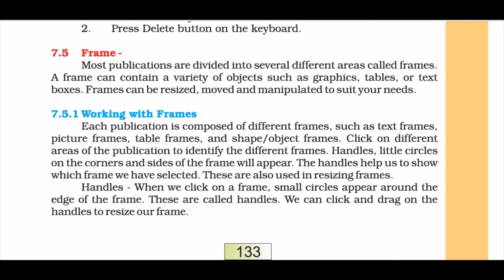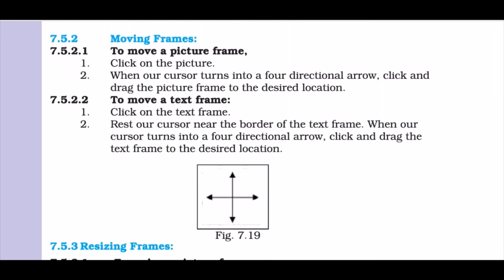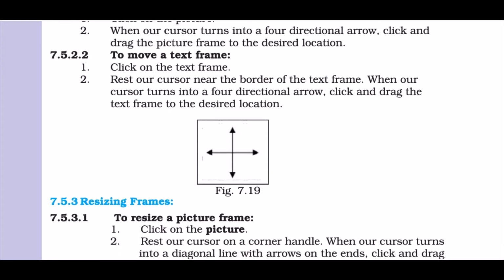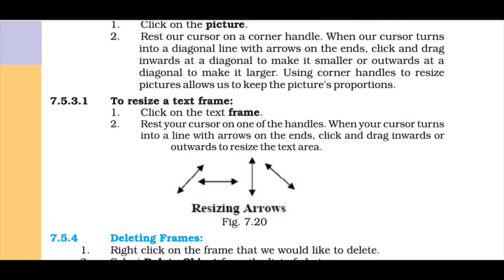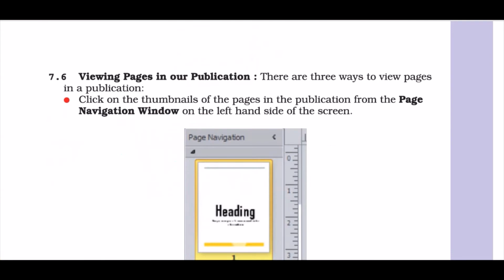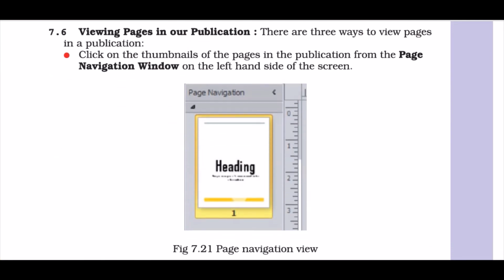What is a frame? Most publications are divided into several different areas called frames. A frame can contain a graphic, a table, a text box, etc. Like I've shown you earlier, I added two frames, a box and a text box. They were all enclosed in a box. That is called a frame, and we can manipulate that frame using these tools. Remember crosshairs and moving the size? The direction in which you want to increase or decrease a size, they will be resizing arrows. Deleting a frame, you can click on the frame and then delete it.